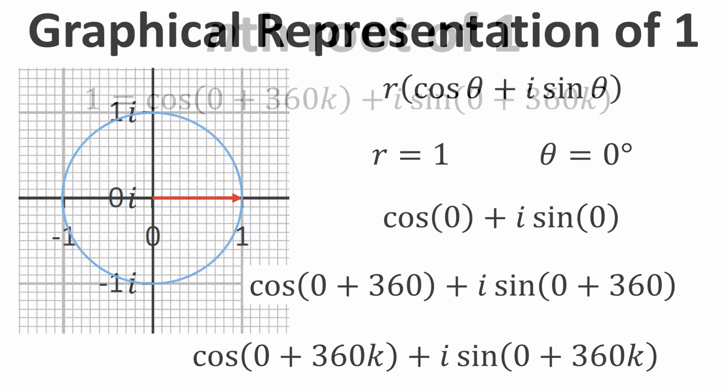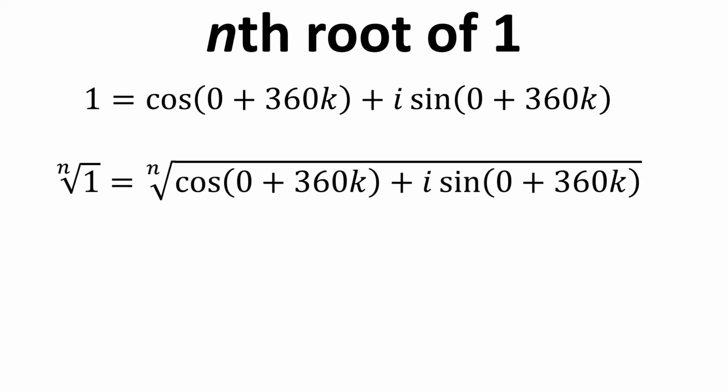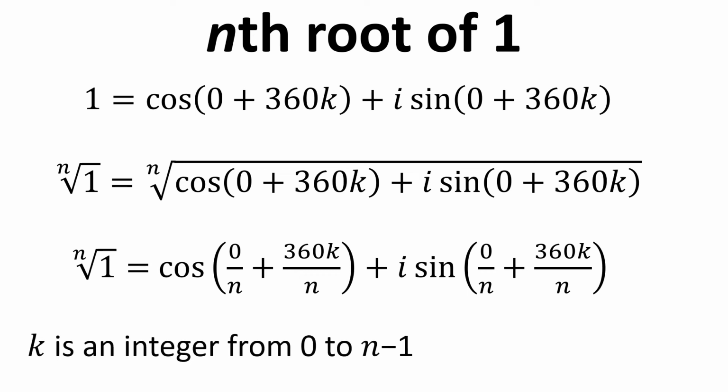Okay, so what about the nth root of 1? Well, we now know that in complex form, 1 equals cos 0 plus 360k plus i sin 0 plus 360k. So if we take the nth root of both sides, we can get to the point where we have the nth root of 1 equals cos 0 over n plus 360k over n plus i sin 0 over n plus 360k over n. Again, where k is an integer from 0 to n minus 1.